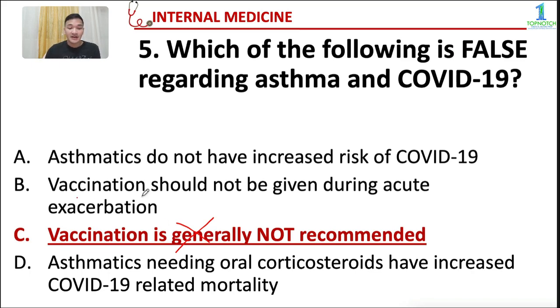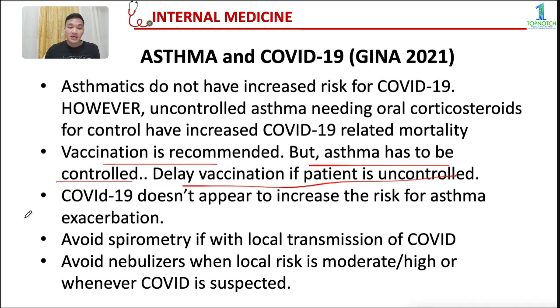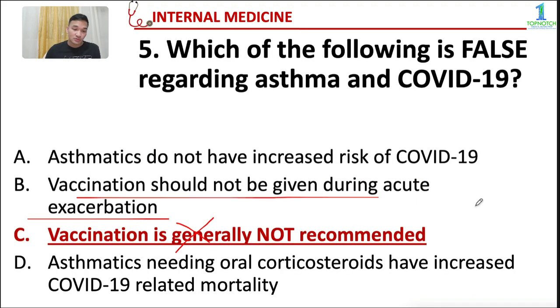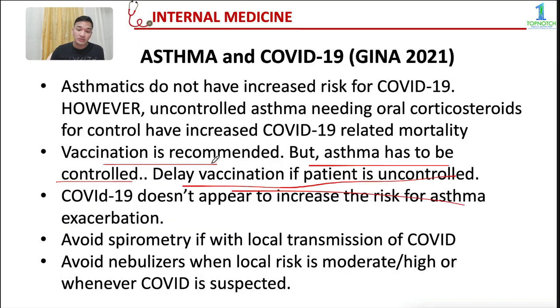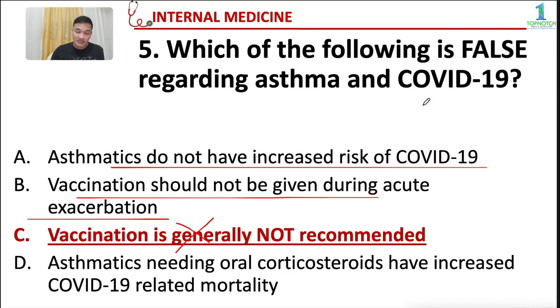So for example, vaccination should not be given during acute exacerbation. That is true, because you should delay it if it's uncontrolled. Letter A, asthmatics do not have increased risk of COVID-19. That is also true. They do not have increased risk of COVID-19. Having asthma doesn't mean you have increased risk of COVID-19.